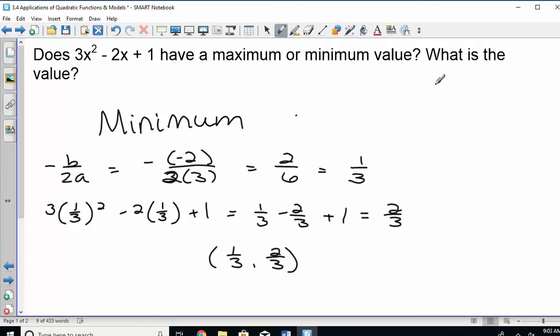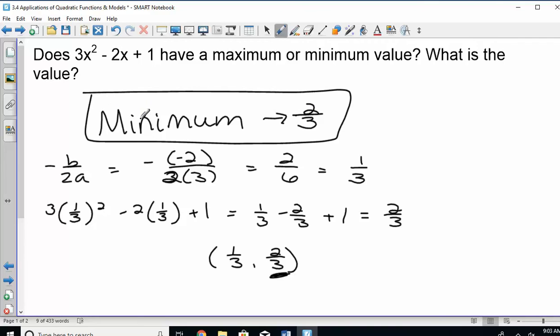When I ask for the true maximum or minimum value, really all I need from that is the y, because that is the measure of the height. So this is a minimum value of 2/3. So we have to find the full vertex, but really for the minimum, all I need is the y portion. Questions there?